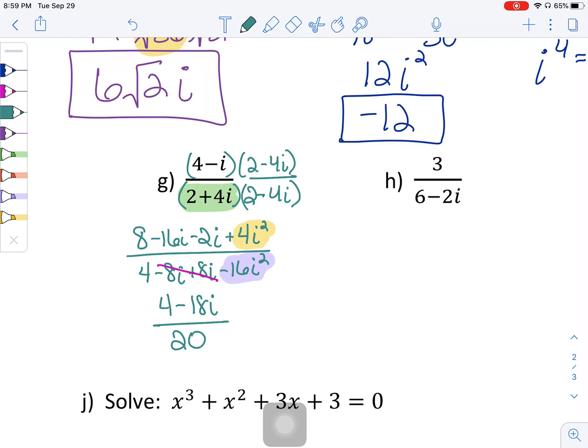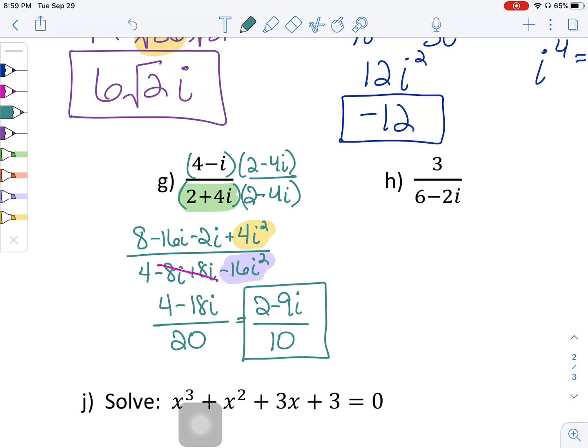There is one last piece to do, one little baby step here. You've got 4, you've got 18, and you've got 20. All three of these can be divided by a common factor of 2. So I'm going to go ahead and divide that 2 out. So 2 minus 9i over 10 is your new and improved fraction.